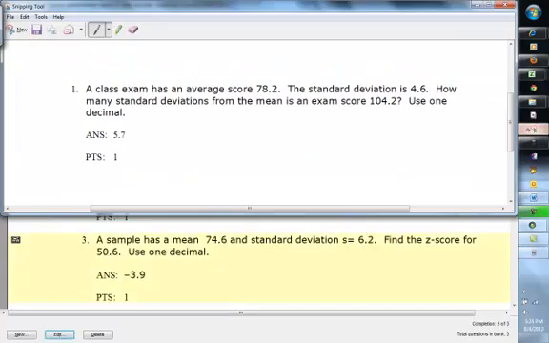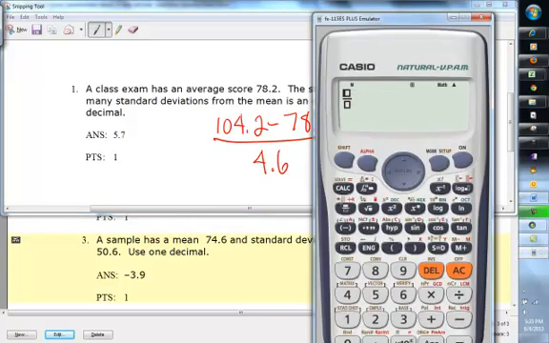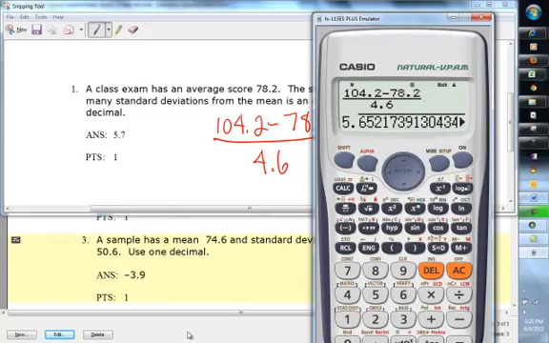Calculate z-score, talking about 104.2, subtract the average, 78.2, and divide that by the standard deviation, 4.6. So on our calculator, we would have 104.2 subtract 78.2 over the standard deviation, 4.6, and we get 5.7, and it is above the mean because 104 is higher than 78.